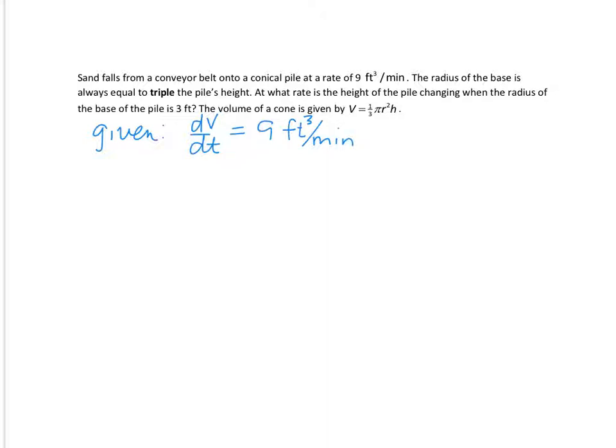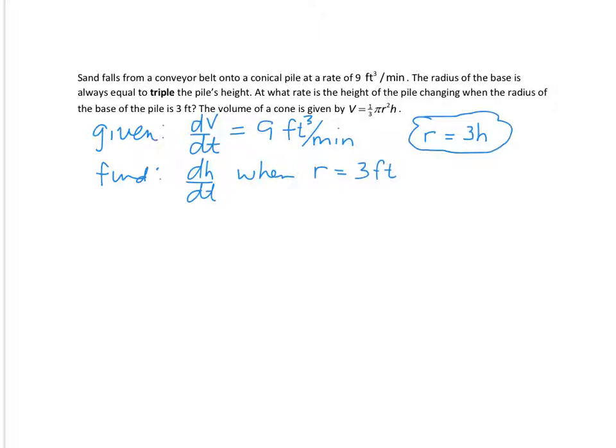Something else that we're given, I'm just going to write this down over on the right, we'll come back to it in a minute, is the fact that the radius of the base is always equal to triple, 3 times, the height of the pile. So we'll use this in a little bit when we get a little bit further into the problem. What are we asked to find? Well, we're asked to find the rate at which the height of the pile is changing. That's dh/dt. So find dh/dt when the radius r is 3 feet.